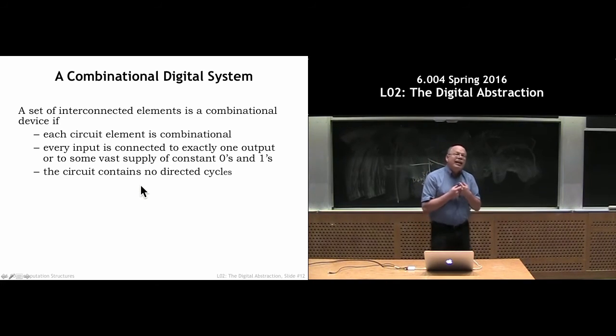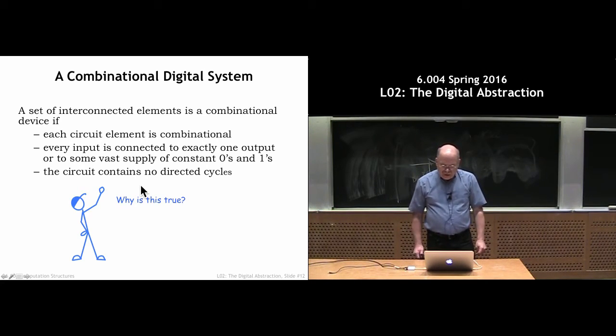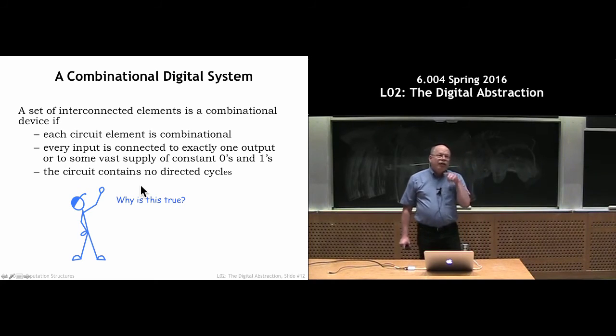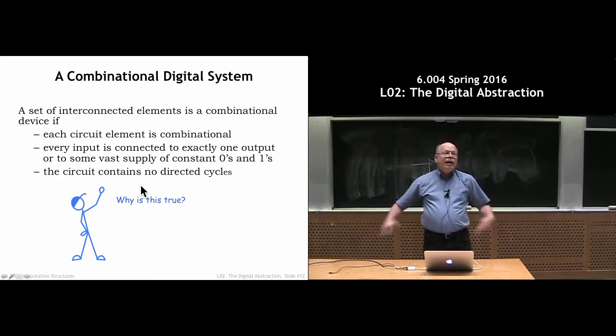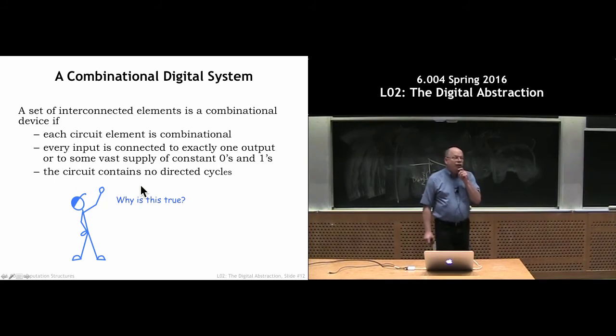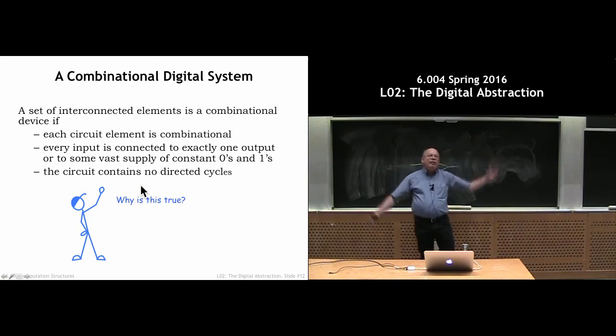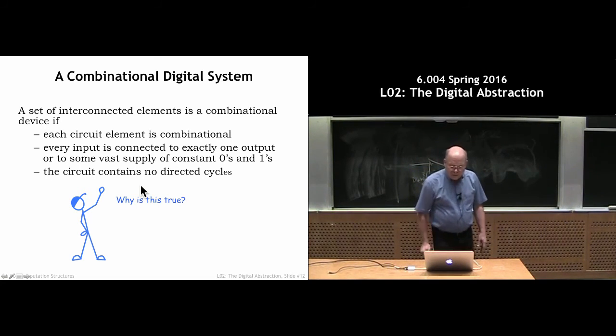And the circuit contains no cycles. In other words, if I trace every path from input to output, I never visit the same device twice. No cycles. I claim that if you follow these rules, the overall system that I've just built is itself combinational. In other words, I've got a composition rule that's hierarchical. I can take little combinational devices and make medium ones, and I can take medium combinational devices and make big ones. I can compose arbitrarily large combinational systems. Why is that true?